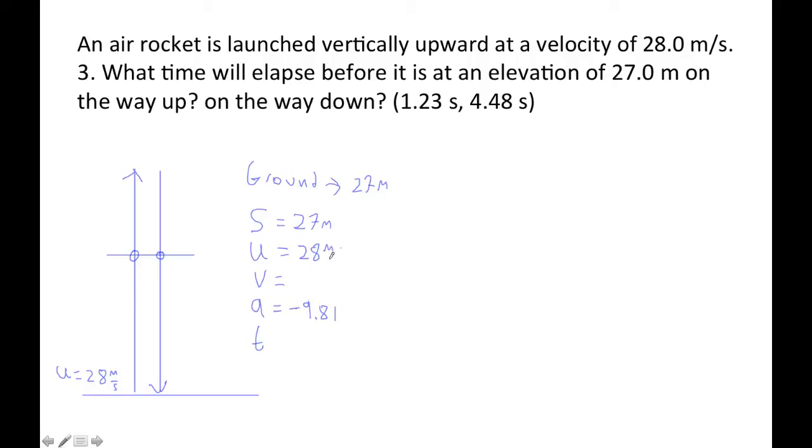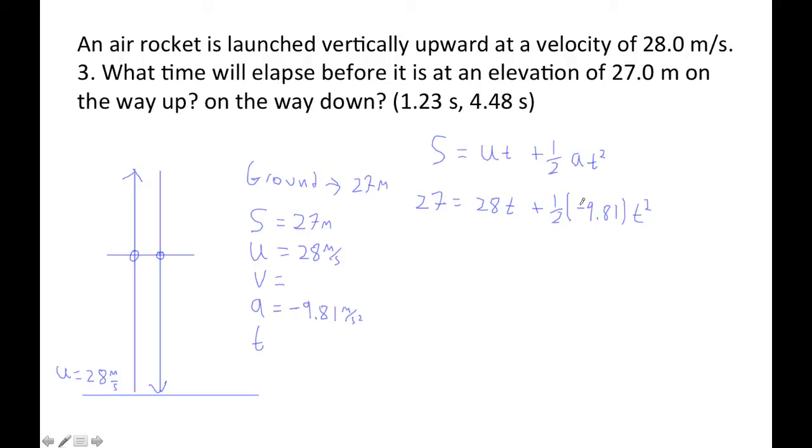So it seems like, oh, now I've labeled one unit, I got to label them all, right? It seems like what we want to do, if we want to find t, is use no v. But therein lies the rub. So we're going to use this guy: s equals ut plus 1/2 at squared. Now, if we plug in the numbers here, you realize the problem. 27 equals 28t plus 1/2 times negative 9.81 times t squared. Now we've got a quadratic equation, right?